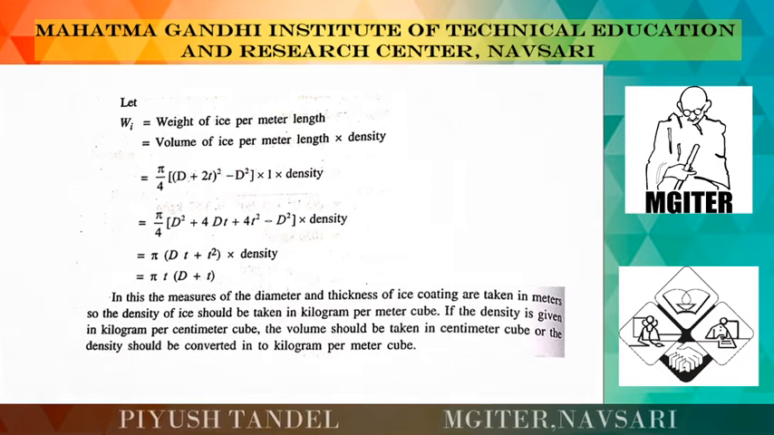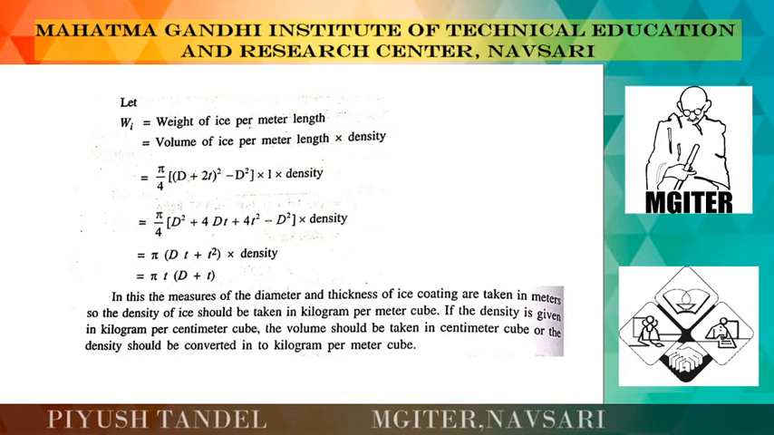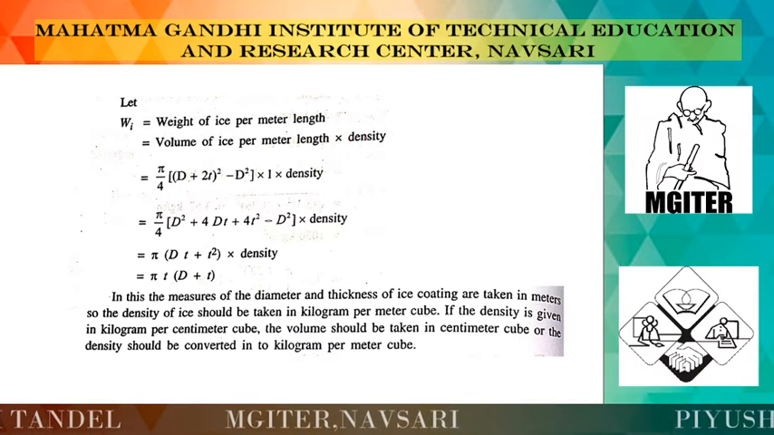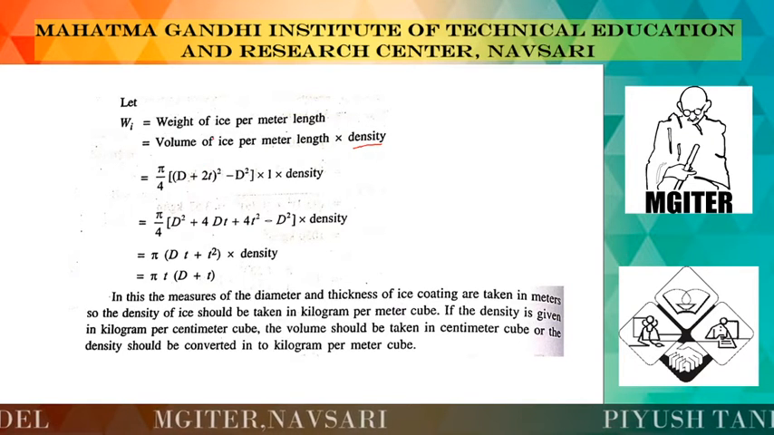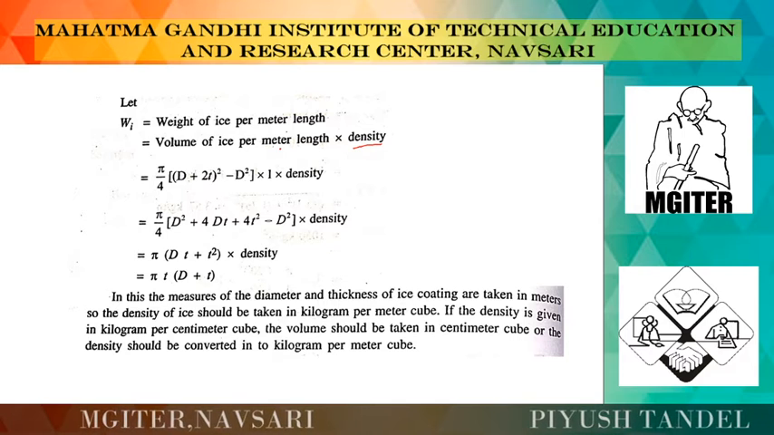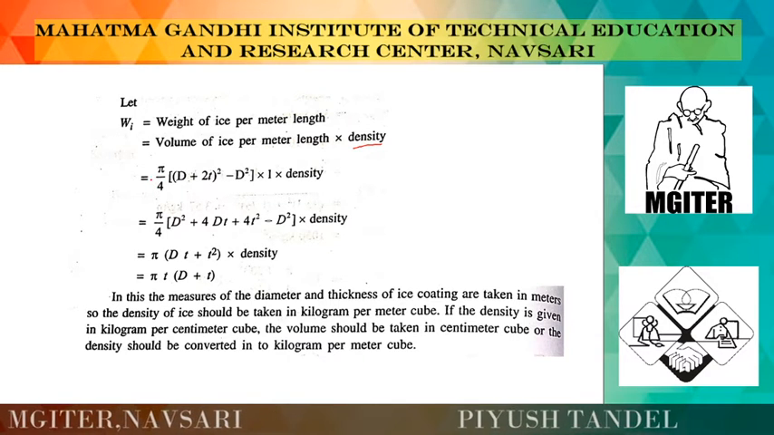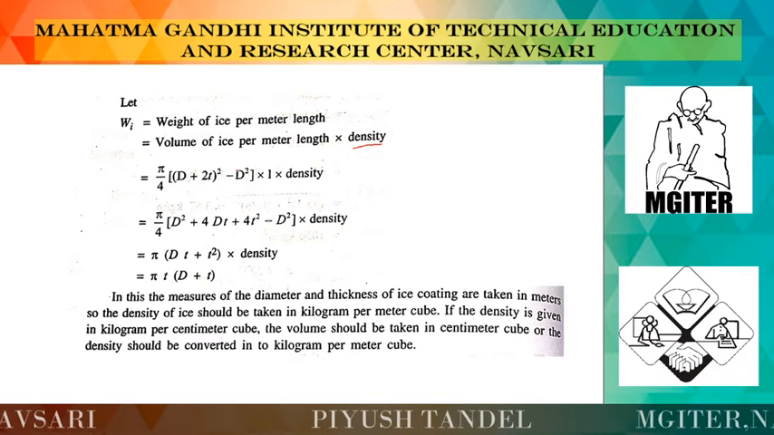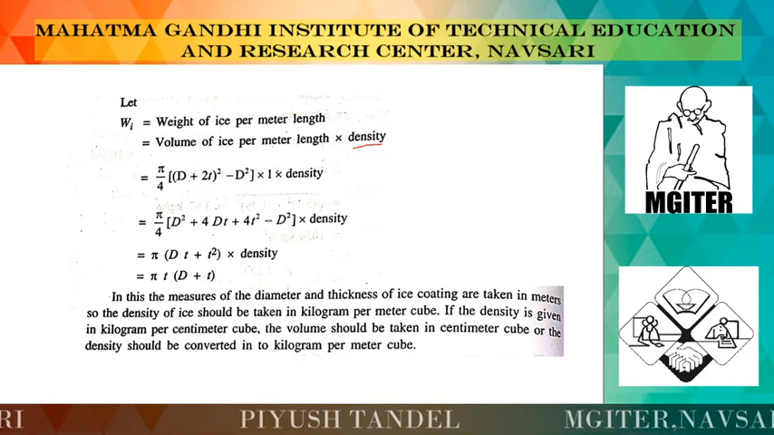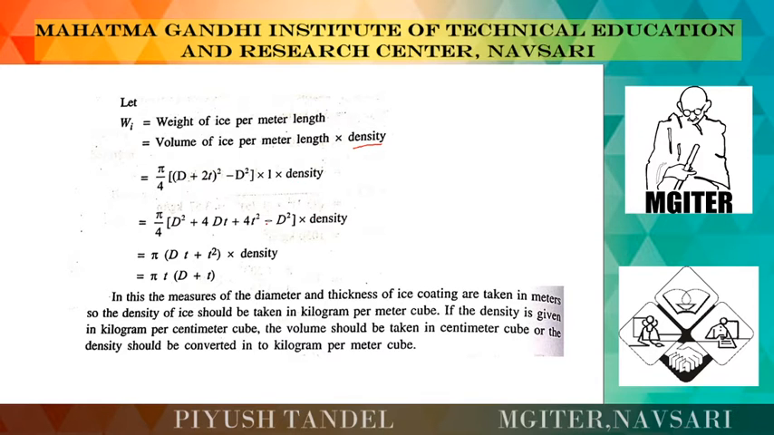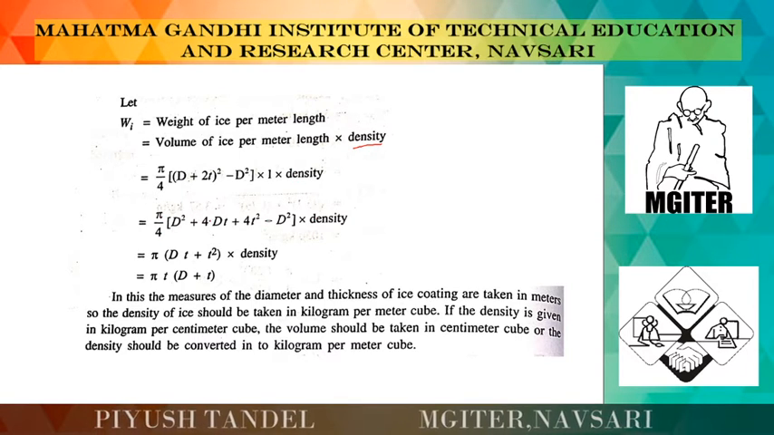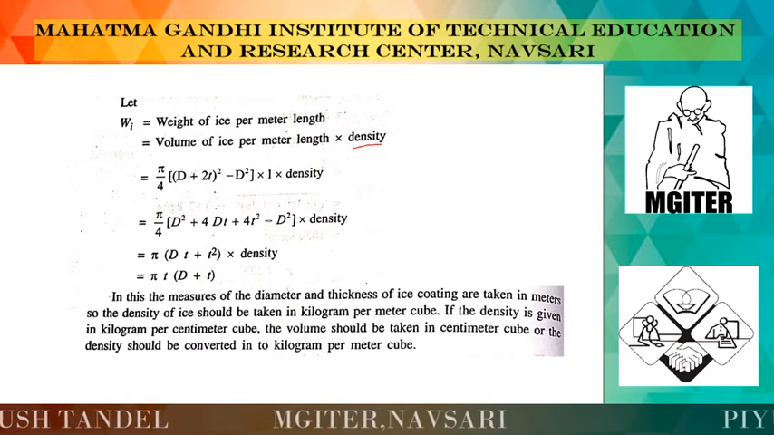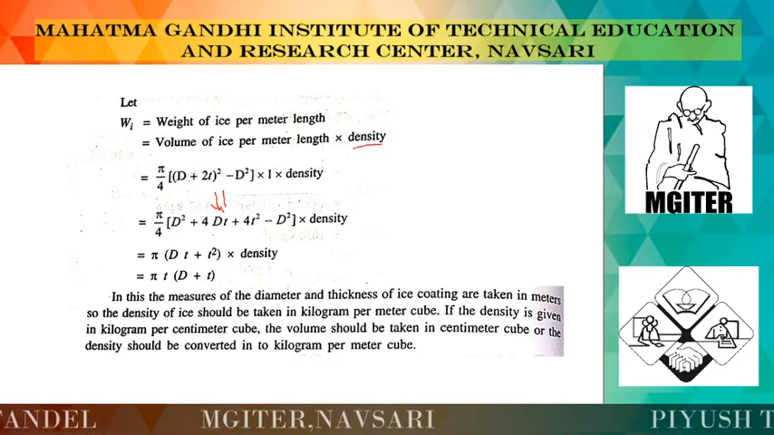Now let Wi be the weight of ice per meter length, equal to the volume of ice per meter into its density. So the weight is equal to the volume per meter length into density. Further we can define it as pi by 4 into (d plus 2t) whole square minus d square, into 1, into density. So it is given as pi by 4 into (d square plus 4dt plus 4t square minus d square).